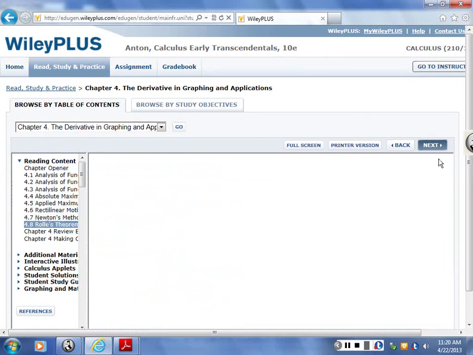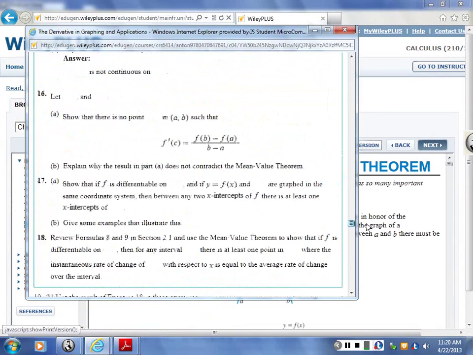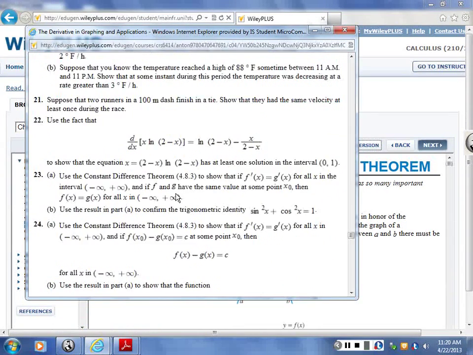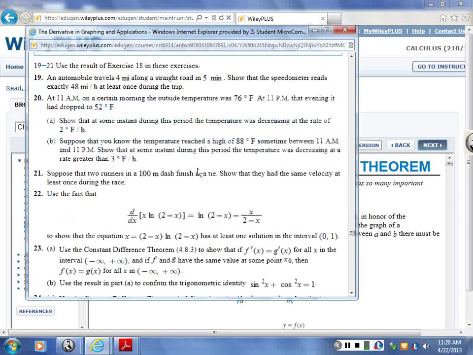Number 20, Rolle's theorem. So on number 20 it says, and this is just to show what's going on here, at 11 a.m. a certain morning, the outside temperature was 76 degrees Fahrenheit. And by 11 p.m., 12 hours later, in the evening, it dropped to 52 degrees. So if you find the average rate of change, at some point in time the instantaneous rate of change has to be the same. So this is 4.8, number 20.